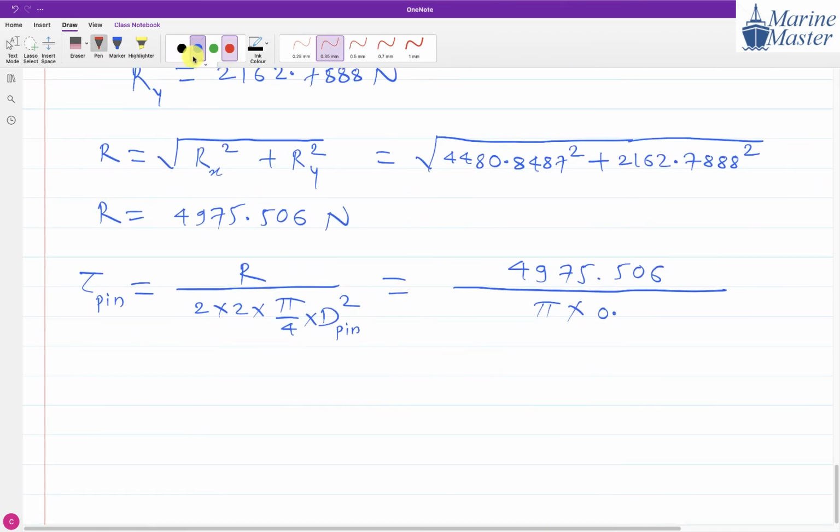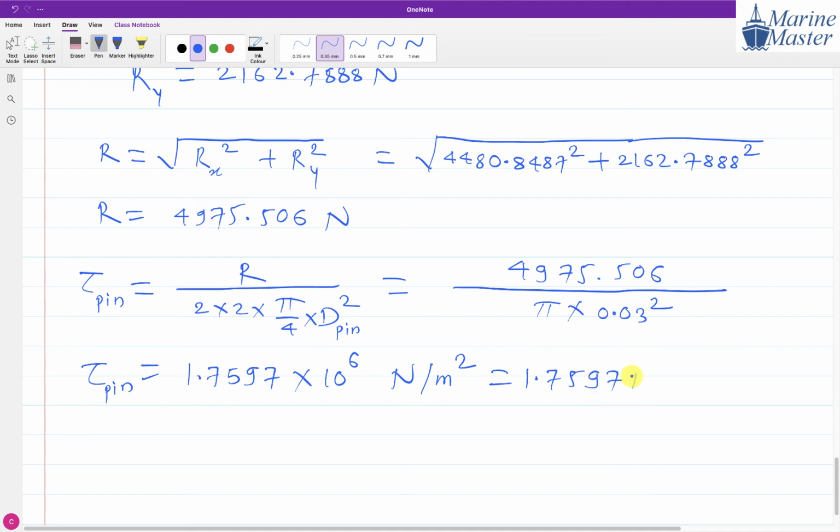So 0.03 square. Yes. So put all the values in your calculator and we will get the value of shear stress in the pin. Press the button and we will get 1.7597 into 10 raised to the power 6 Newton per meter square. It means 1.7597 mega Newton per meter square. 10 raised to the power 6 means mega.